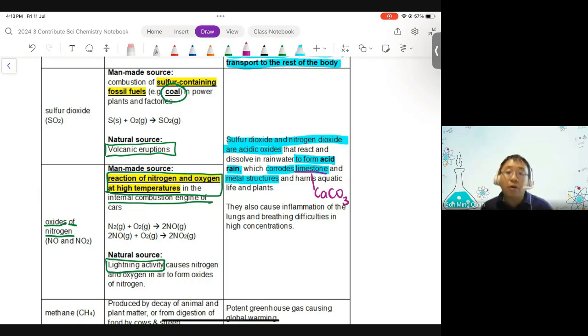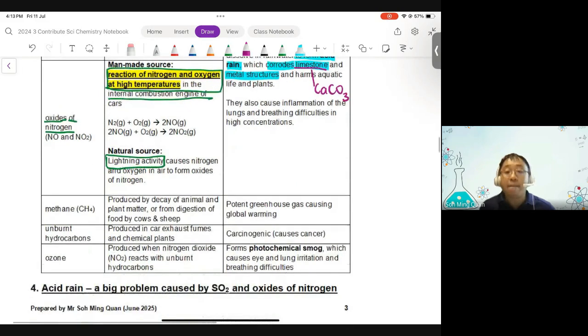Now, in this table, I have also listed methane, unburnt hydrocarbons, and ozone. Now, of these three, which you have to also know and read, let's learn more about methane. Now, methane is an increasingly dangerous gas around us. It's produced mainly by decay of animal and plant matter, as well as from digestion of food by cows and sheep. So you can imagine in agriculture, when people rear cows and sheep, that actually releases a lot of methane.